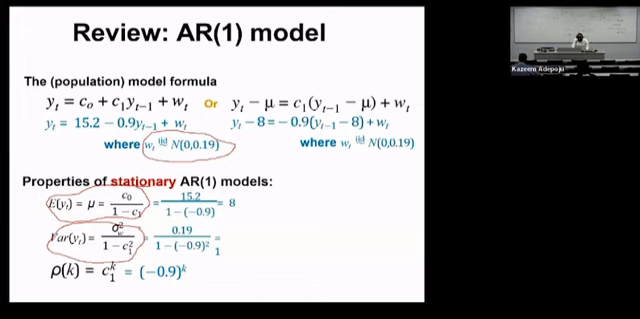And of course, if you want to figure out the autocorrelation at lag k, it is basically c1 raised to the power k. Don't forget, you know your c1, right? If your c1 is negative 0.9, then the autocorrelation at lag k is going to be negative 0.9 raised to the power k. If they ask what is at lag 1, just plug in k equal to 1. At lag 2, plug in k equal to 2. Does that make sense?